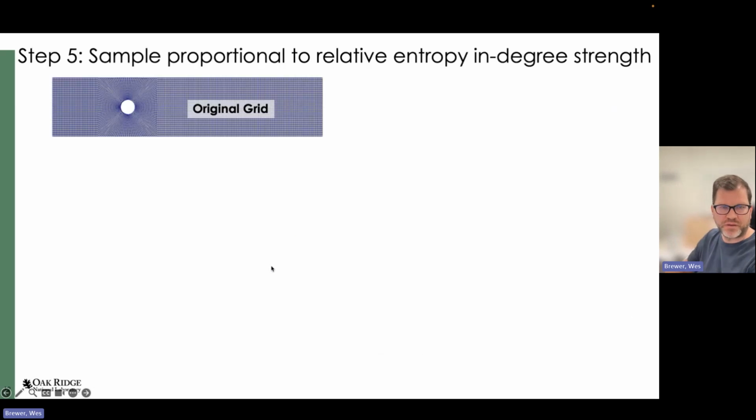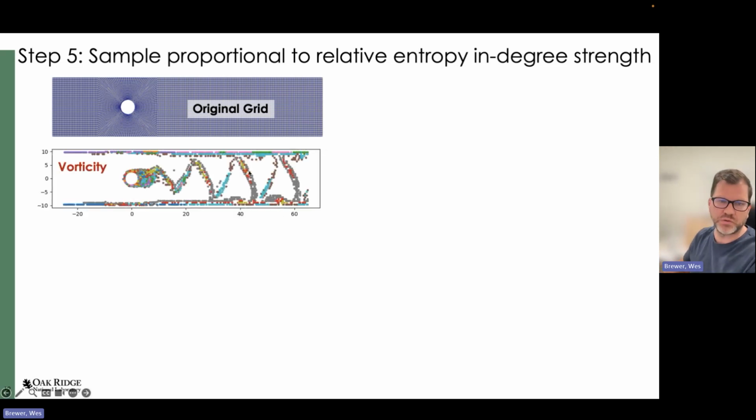So now we go to our final step. In this case, we want to sample a subset of points that are proportional to the relative entropy and degree strength. That means if a particular cluster has a high n-degree strength, then it should have a higher probability of being selected in your subset. If it has a low relative entropy n-degree strength, it has a low probability of being selected.